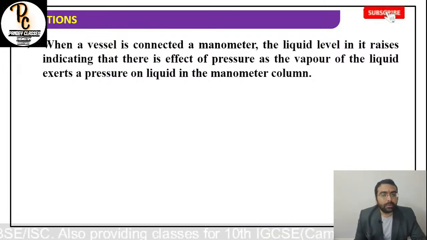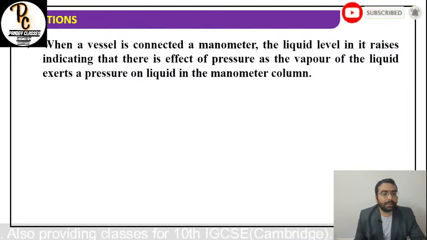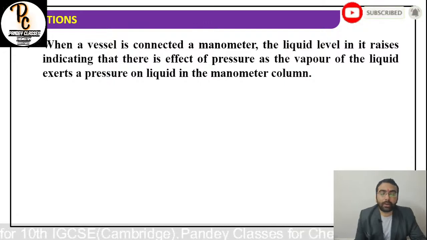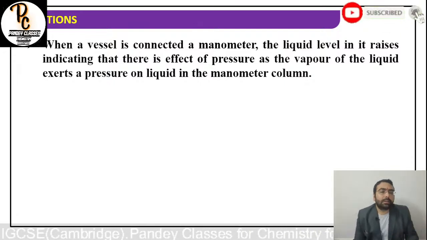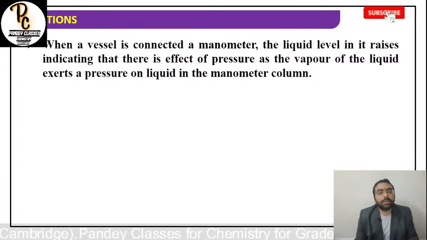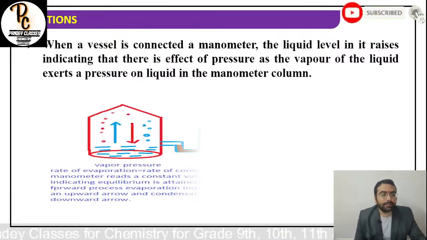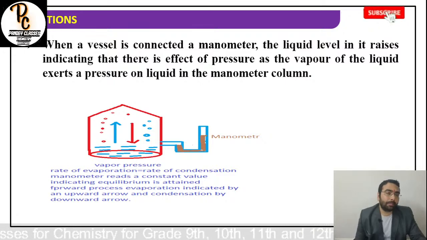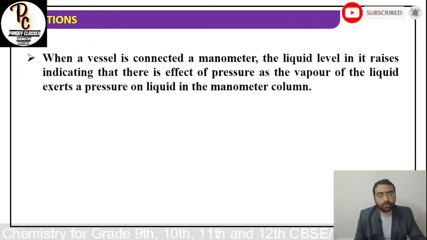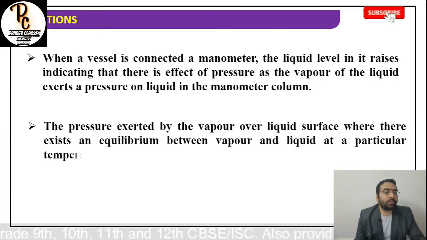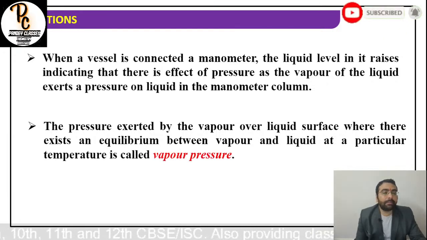Here, when a vessel is connected to a manometer, the liquid level in it rises, indicating that the vapor of the liquid exerts pressure on the liquid in the manometer column. This rise in the manometer column indicates the pressure exerted by the vapor, and this pressure we call vapor pressure because it is exerted by vapors only. The pressure exerted by the vapor over the liquid surface, where there exists an equilibrium between vapor and liquid at a particular temperature, is called vapor pressure.